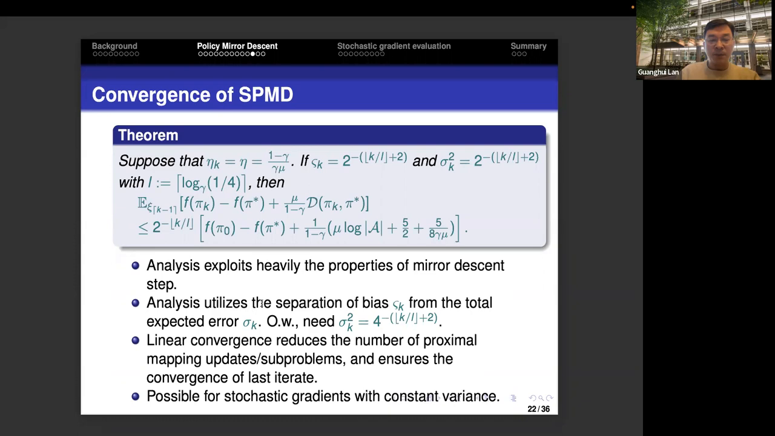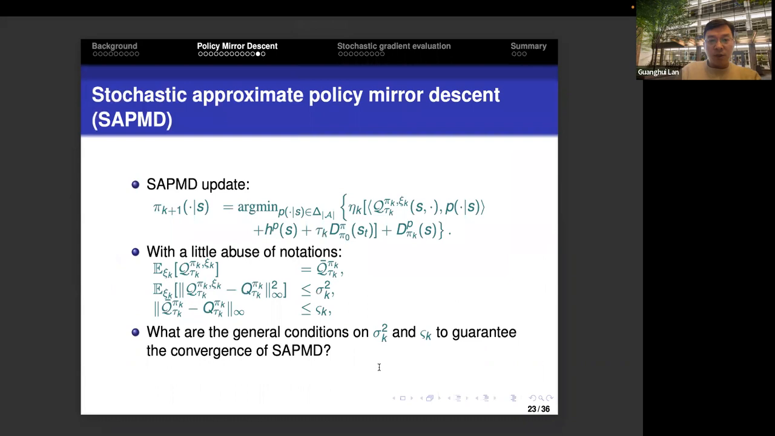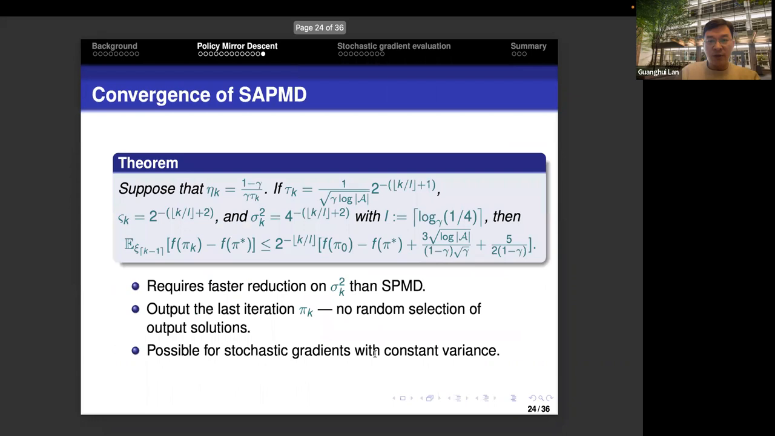Here I stated a linear convergence result, but it is not necessary to reduce the errors sigma and one sigma geometrically fast. Even if you have a bounded error, the algorithm will also exhibit a sublinear convergence rate. You can have constant variance, and the algorithm will still converge by choosing the step size eta k differently. Similarly, we can develop conditions that guarantee the convergence of the stochastic approximate policy mirror descent method in a similar fashion. We can specify the conditions on these two error terms, sigma and one sigma, so that we can have a linear convergence rate. Again, we can have sublinear convergence if we can only have constant variance.